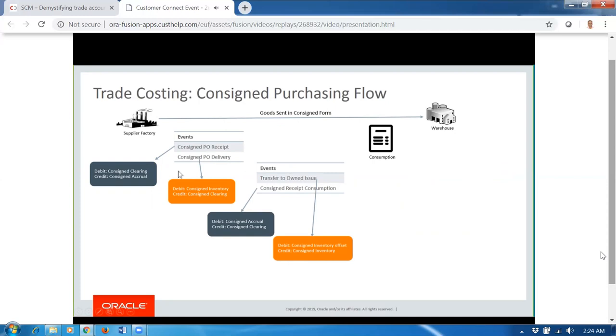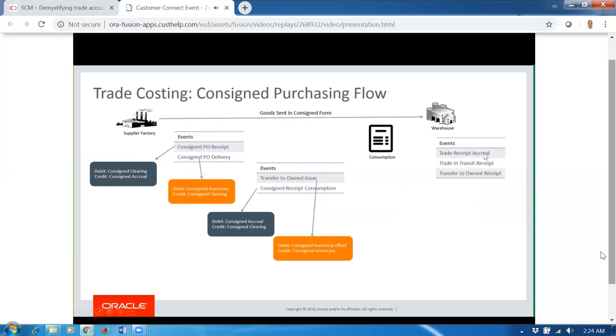So there's a receipt event, there's a delivery event, and there's an issue event. Now, since the physical events are already complete, we need to represent them in financial form. After the consumption is recorded, you have the supplier for whom the invoice would be created, and you would need to pay the invoice. The warehouse needs to pay the supplier and also take care of inventory accounting and accrual accounting. To supplement that, we have these three events.